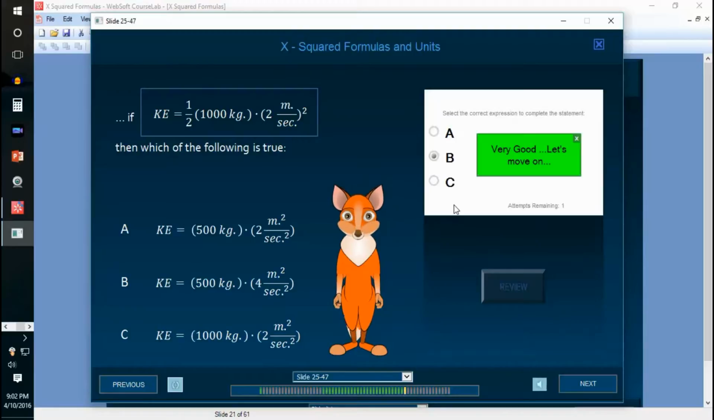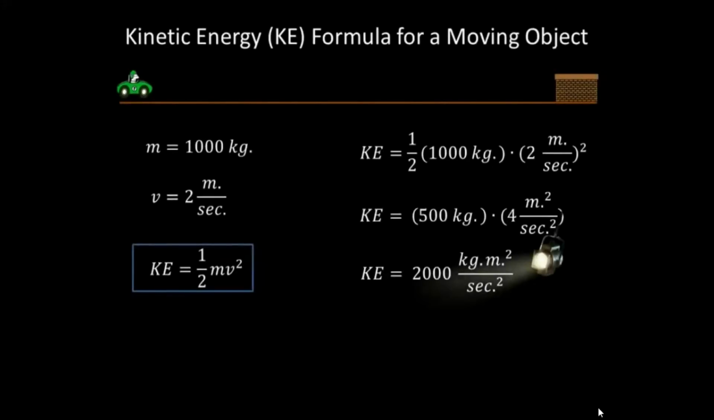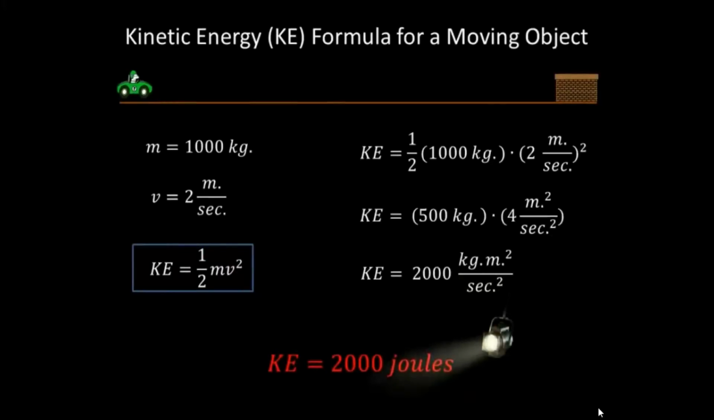Good work. Answer choice B shows the correct calculations. Going on with the calculation. The kinetic energy will be equal to 4 times 500 is 2,000 kilogram meters squared per second squared. These are some fancy units, but a kilogram meter squared per second squared is 1 joule. So we can say that the kinetic energy of the vehicle is 2,000 joules.